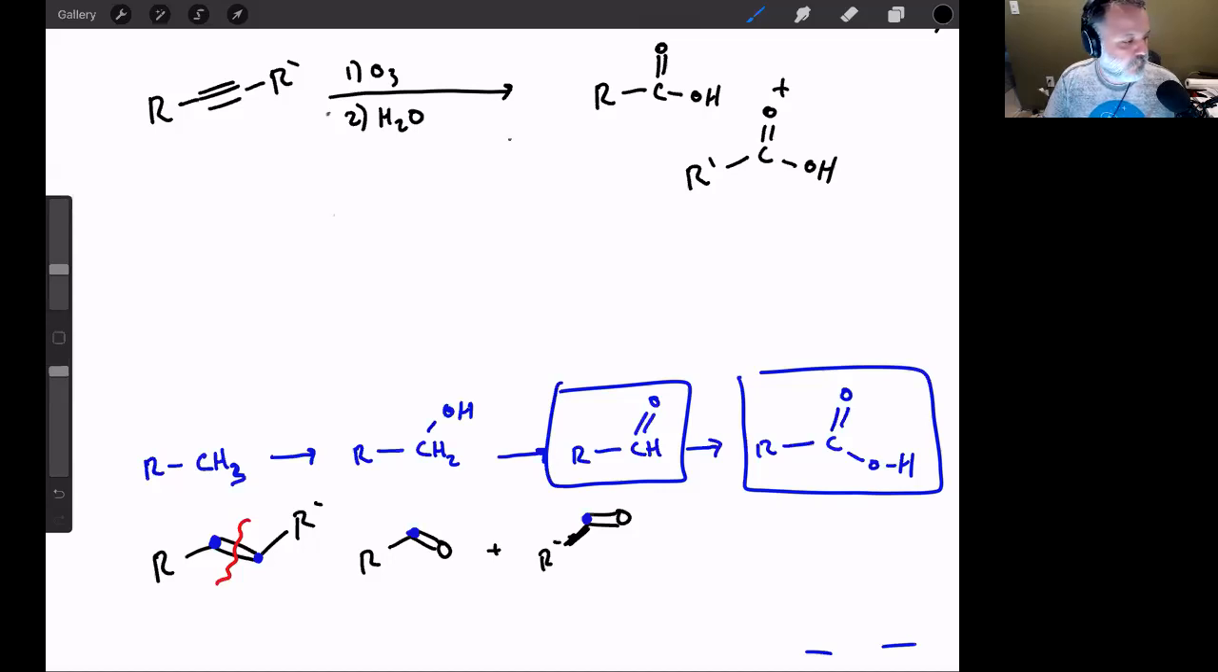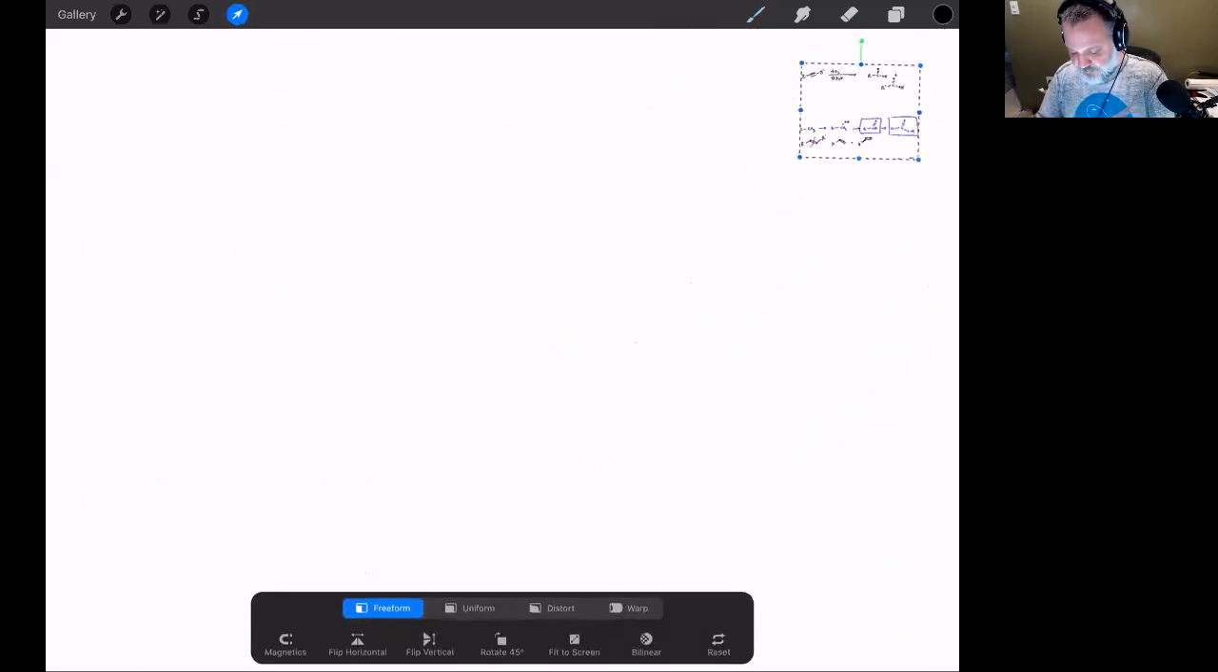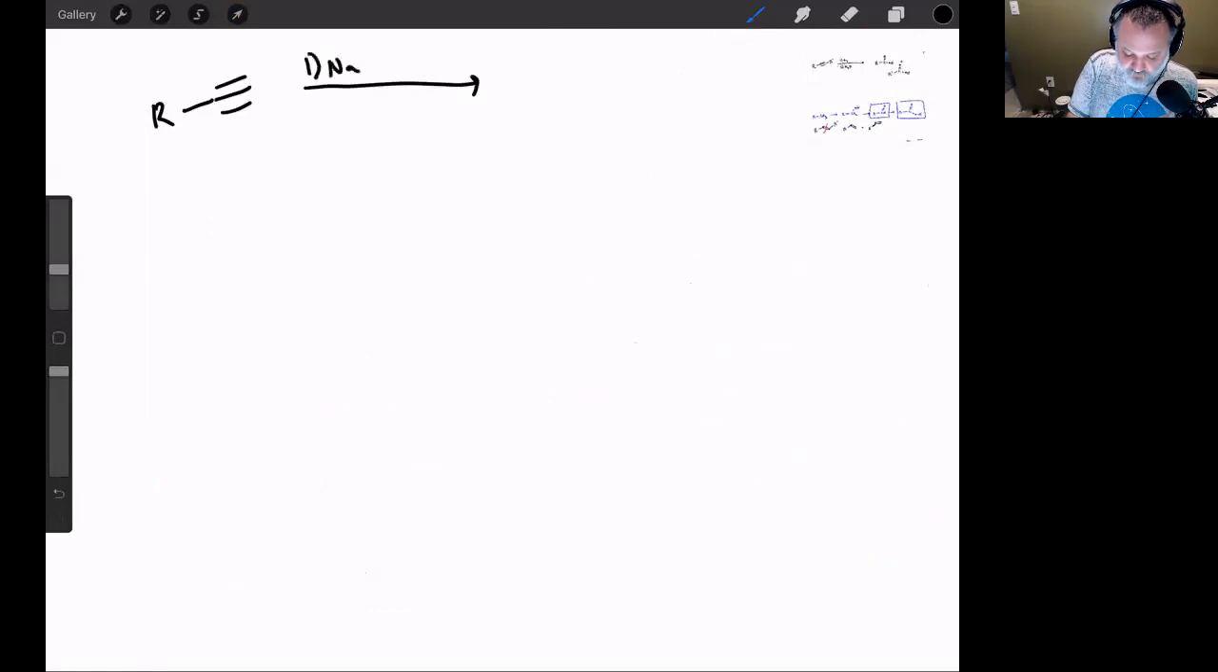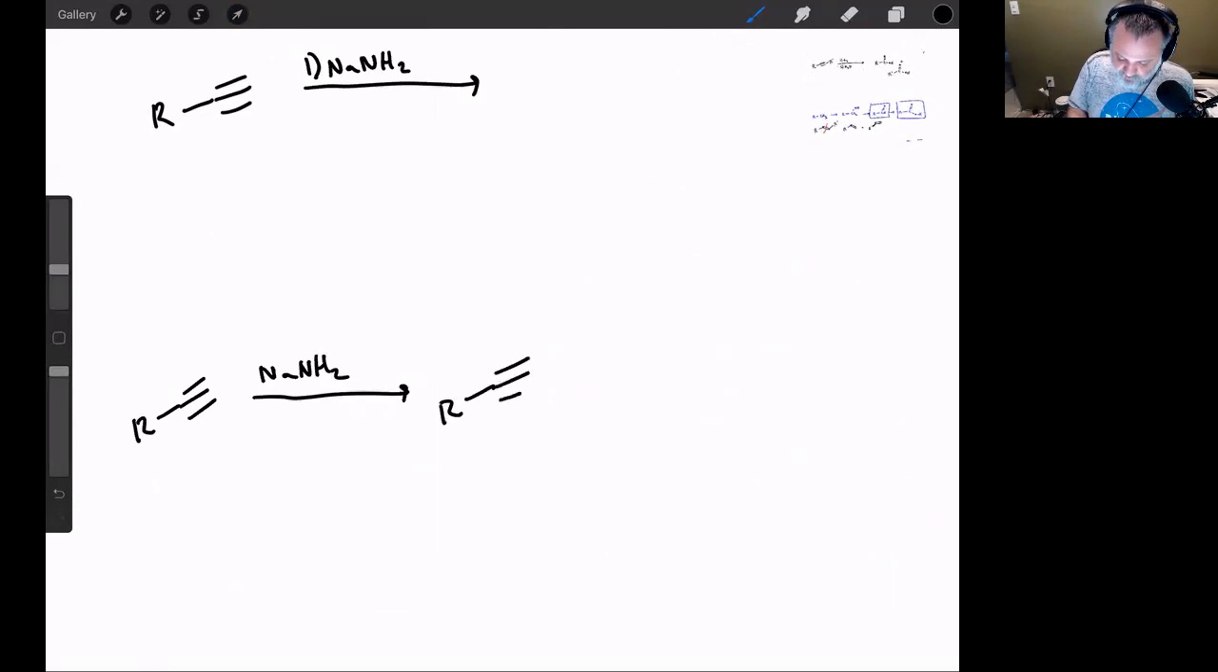Okay. There's one last reaction, and we've already reviewed it to some extent. This is if we take an alkyne, and it has to be terminal, and we react it with sodium amide. We know that if we take an alkyne and it's terminal, and we react it with sodium amide, that amide is strong enough to form an alkynide ion.